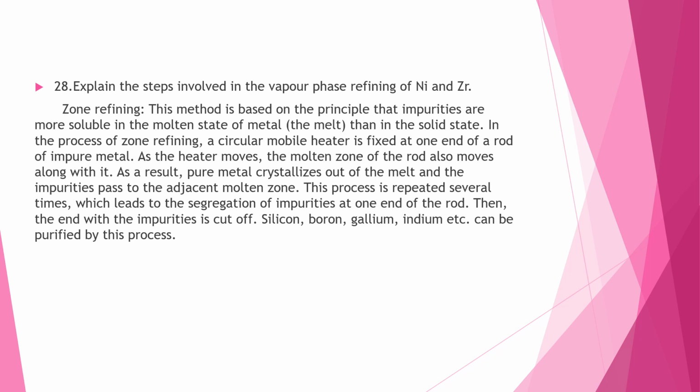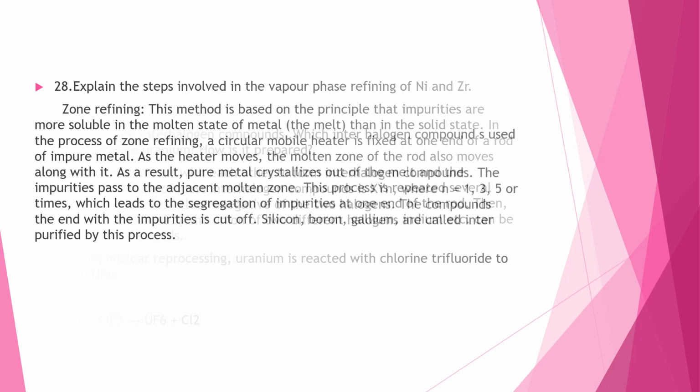Question number 28, explain the steps involved in the zone refining of nickel and zirconium. This is a method based on the principle that impurities are more soluble in the molten state of the metal than the solid state. A circular heater is moved along the rod of the impure metal, and this process is repeated. As it is repeated, we get pure metal on one side and the impurity on the other.